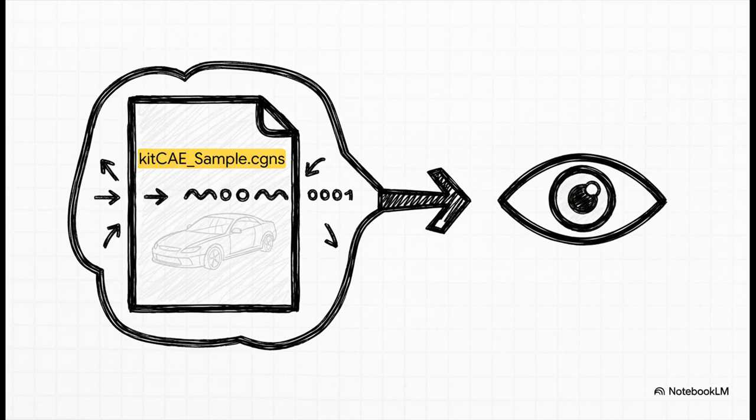And it all begins right here with just a single data file. This one is called Kit-CAE_sample.cgns. Inside this file is a virtual car and all the results from a super complex simulation. But right now, it's just a huge mess of numbers. Our job is to turn all this digital noise into something we can actually look at and understand.